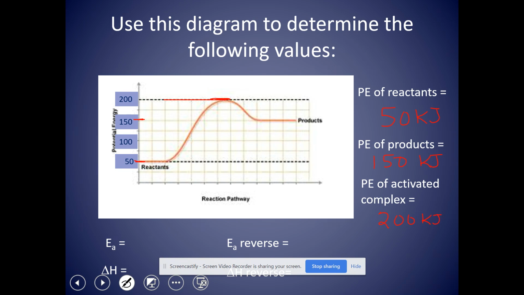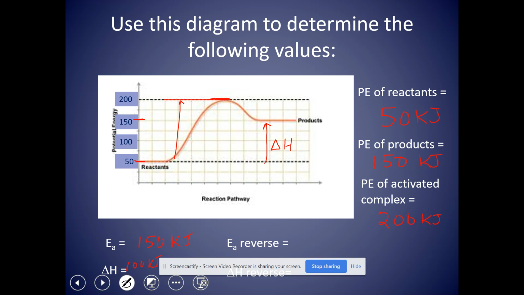And all these other numbers are just using those and subtracting them to find the activation energy and the enthalpy in the forward and the reverse. So here, when you find the activation energy, it's the activated complex minus the reactants. So it's 200 minus 50. It takes 150 kilojoules to get up this hill. And then the delta H is always the products minus the reactants. So over here is your delta H. There's a net gain, 150 minus 50. There's a net gain of 100 kilojoules.